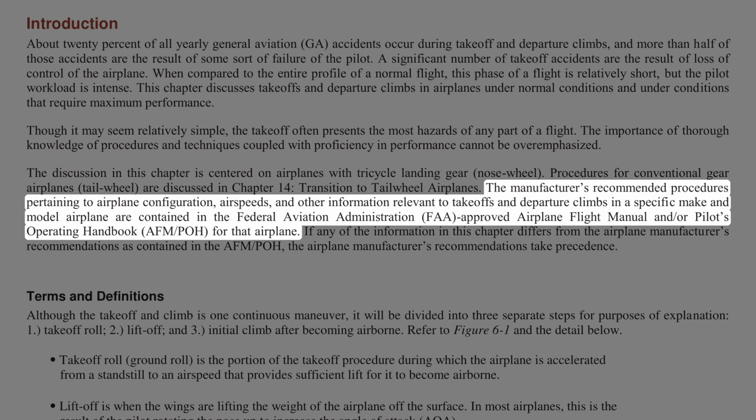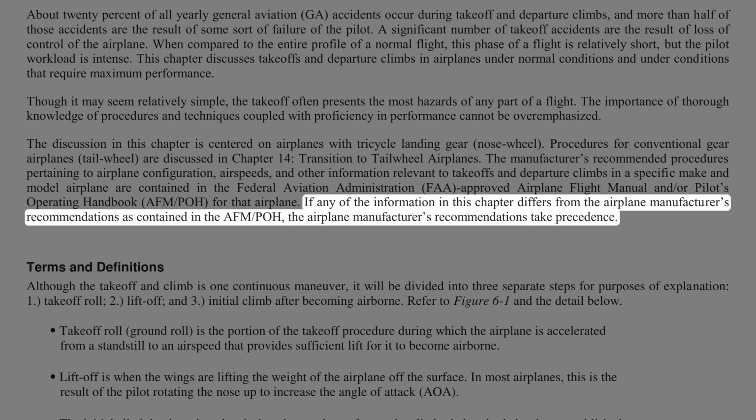The manufacturer's recommended procedures pertaining to airplane configuration, airspeeds, and other information relevant to takeoffs and departure climbs in a specific make and model airplane are contained in the Federal Aviation Administration (FAA) approved Airplane Flight Manual and/or Pilot's Operating Handbook (AFM/POH) for that airplane. If any of the information in this chapter differs from the airplane manufacturer's recommendations as contained in the AFM/POH, the airplane manufacturer's recommendations take precedence.